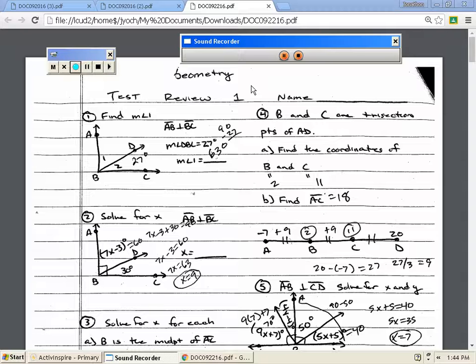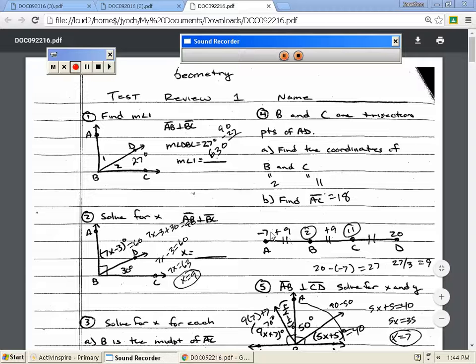Find the measure of angle 1, guys. On number 1, you simply want to do 90 minus 27 to get 63. Again, the work is here. Number 2, if you have perpendicularity, then this is 30. You want to set 7x minus 3 equal to 60. X is 9.